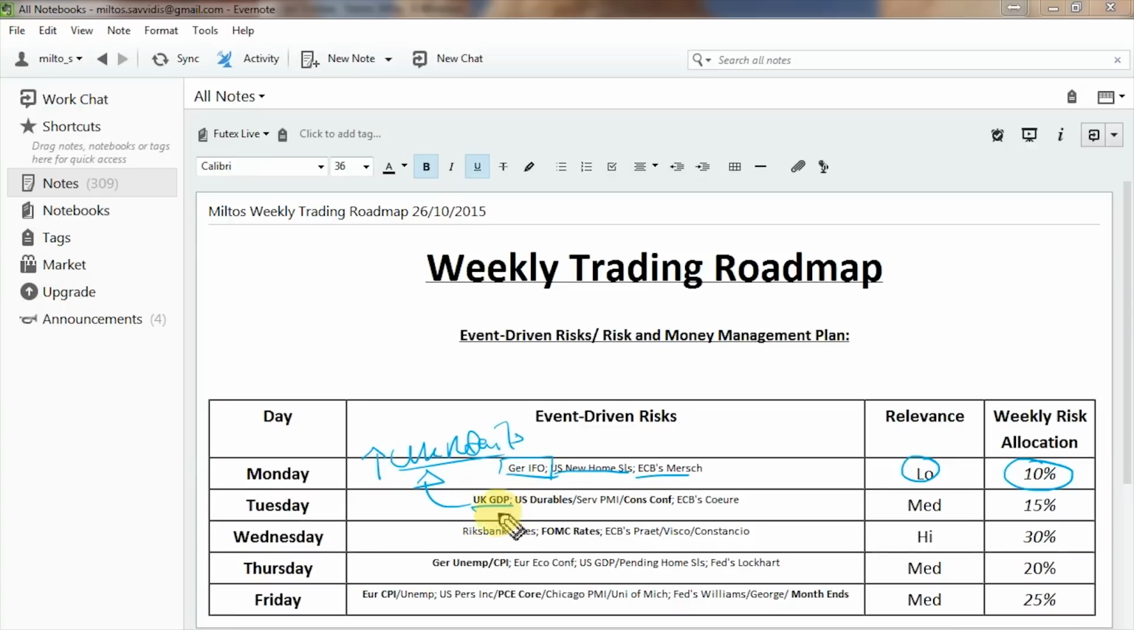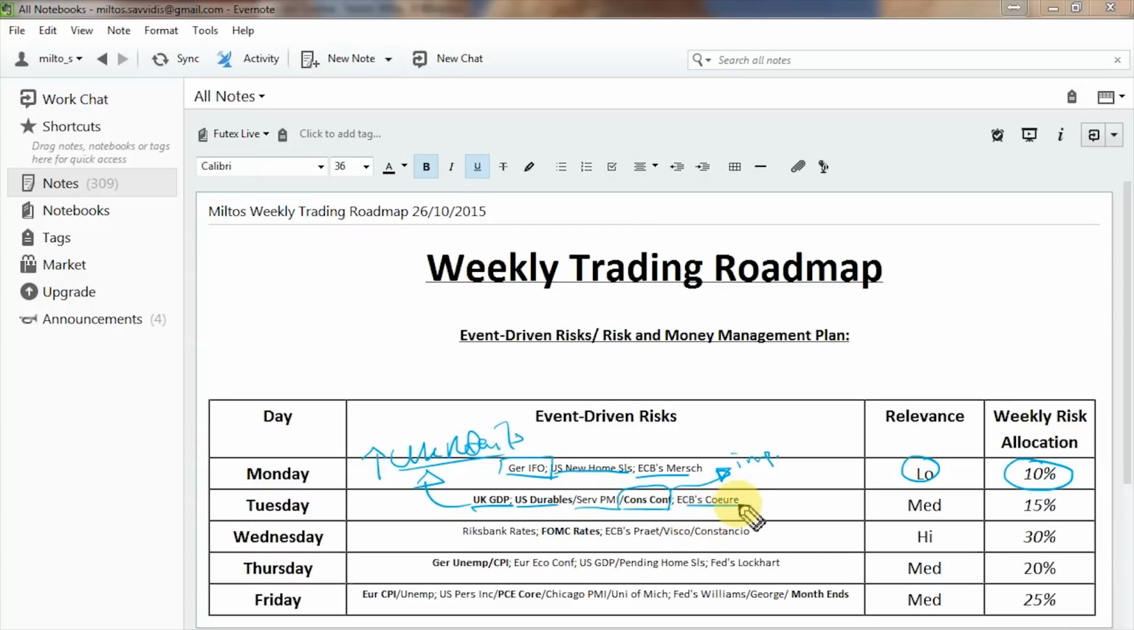Maybe we already have some sort of pricing in of a much better number. We have the U.S. durable goods, services PMI in the U.S. as well, and consumer confidence. So that is going to be also a pretty decent figure. As we mentioned every single time, we know that the U.S. is a consumer-driven economy, so this is going to be quite important.